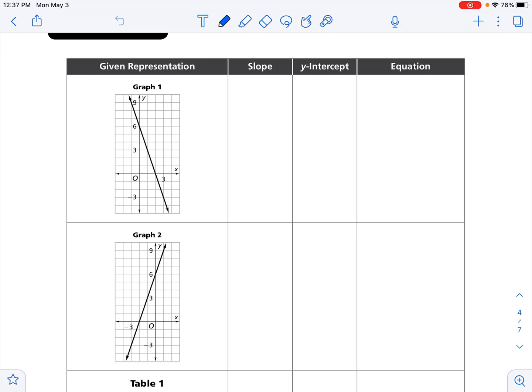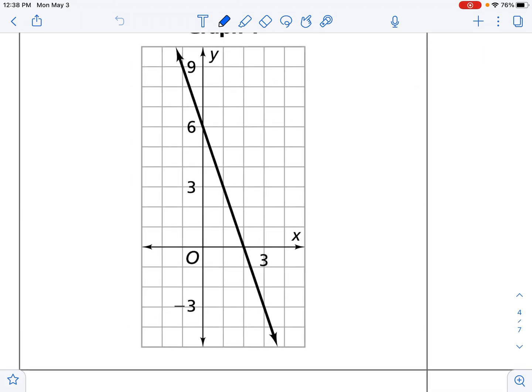Now, the slope is really the change in values. That's really what it is as it changes along. And that's what the rate is. How much is it changing as the information moves along? That's your rate. That's your unit rate. Also, it is your slope. Let's go ahead and find it.